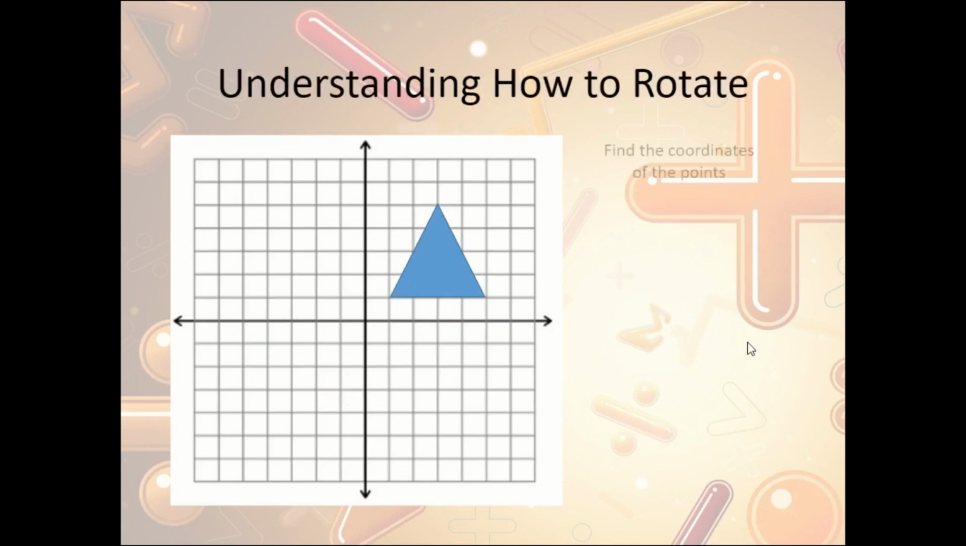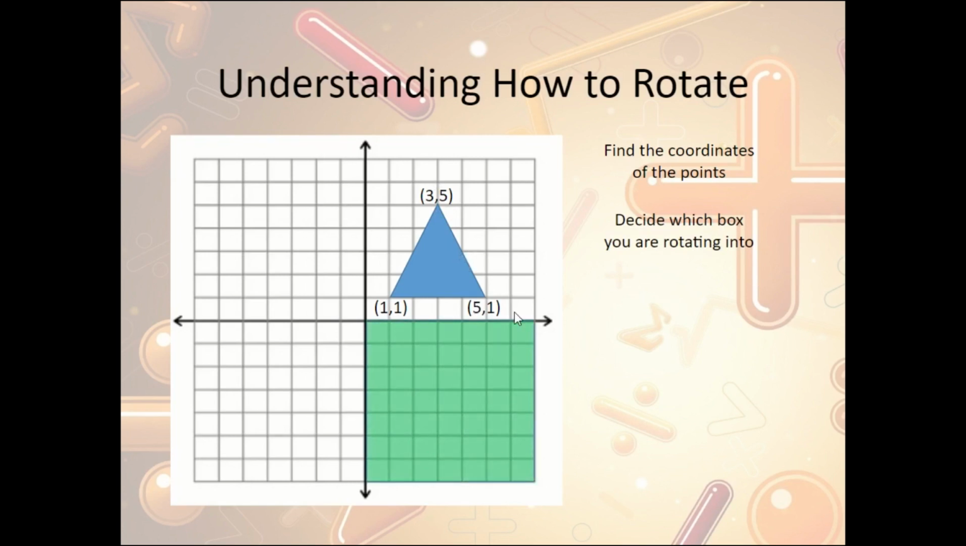So how do we rotate these things? The first thing we need to do is write out the coordinates. So, for instance, this is 1, 1, this is 5, 1, and this is 3, 5. Those are the coordinates. Then we decide which box we're rotating into. Let's say we're going to rotate into this box here. That would be a 90-degree clockwise rotation. The rule is, for every 90 degrees that you rotate, you're going to flip your x's and y's. So your x's become your y's, and your y's become your x's. So 3, 5 would become 5, 3. So for every 90, we flip them. So we change this to 5, 3. We change this one to 1, 1. And we change this one to 1, 5.